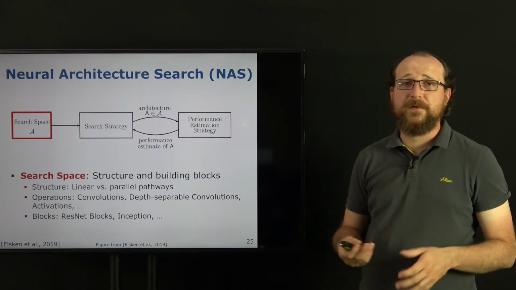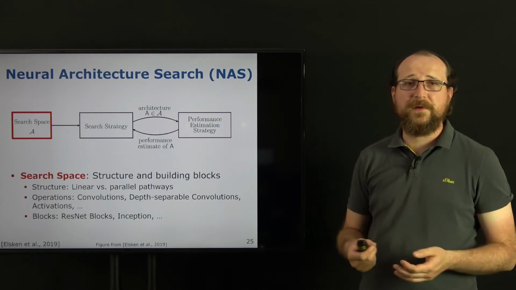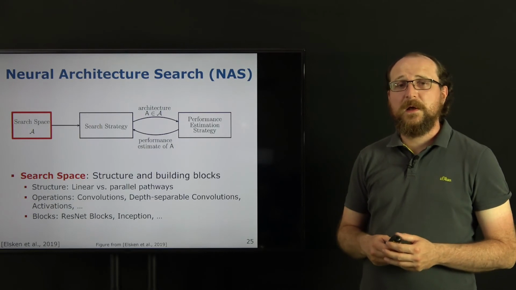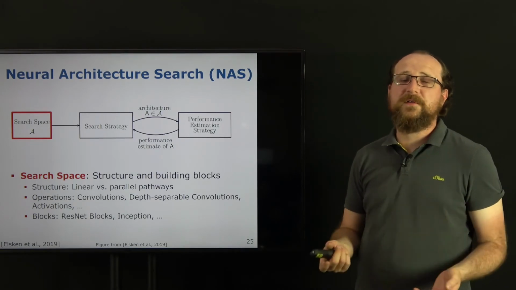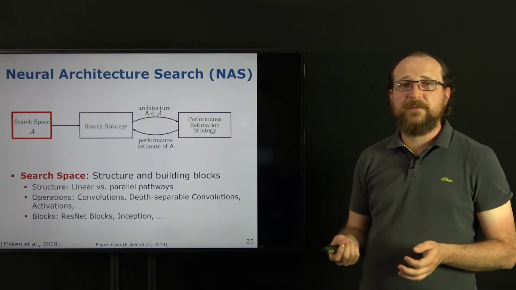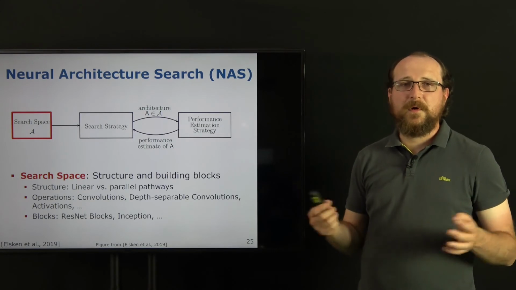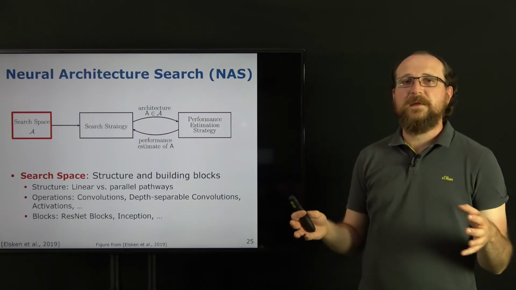but also maybe the activations that we are searching over. So this combination of all these parts of a network we can explore. And of course then the blocks that we have, maybe something like the ResNet blocks, the inception blocks, or maybe the inverted bottlenecks that we then combine. So this is basically the things that we can combine.